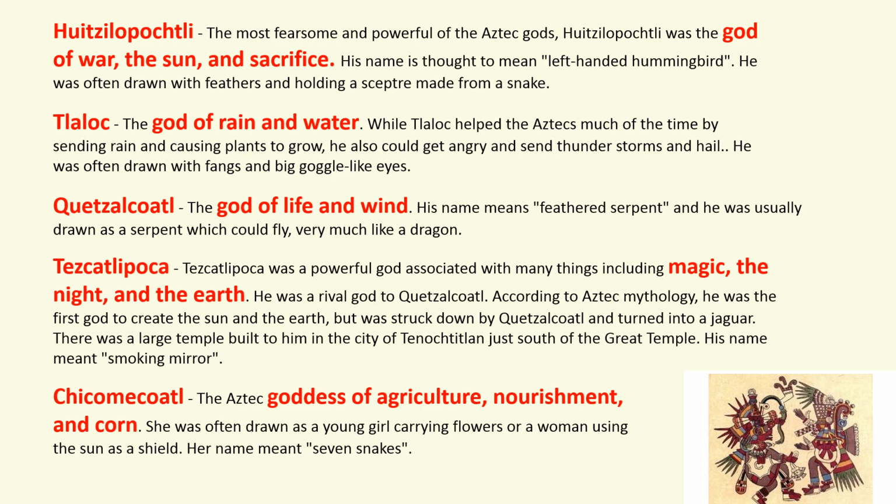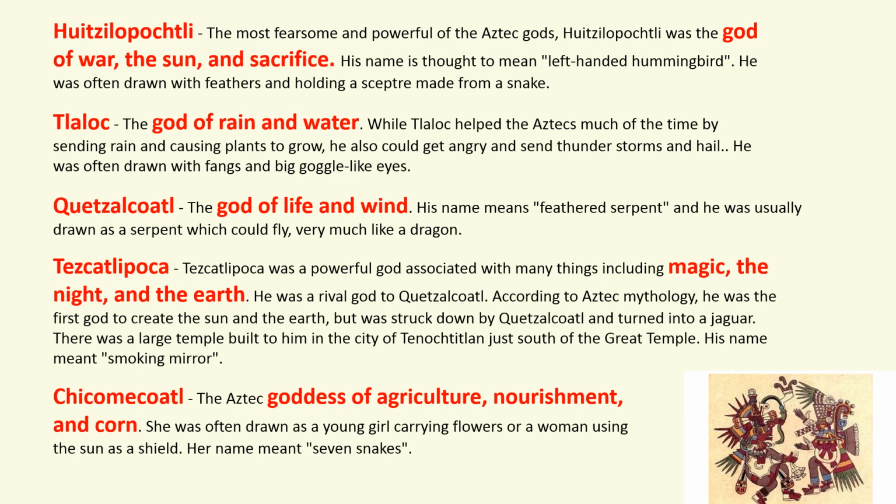The second, god of rain and water, who helped the Aztecs much of the time by sending rain and causing plants to grow. He could also get angry and send thunder, storms and hail, and he was often drawn with fangs and big goggle-like eyes.